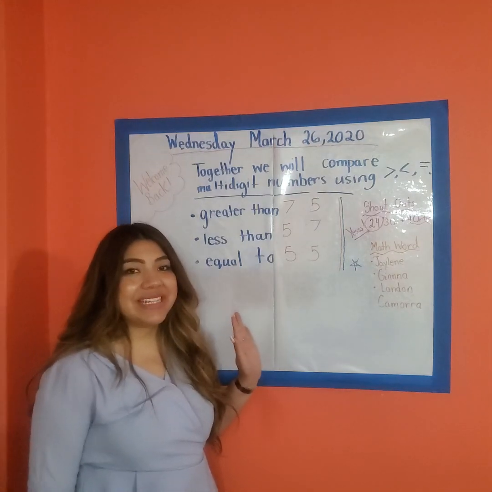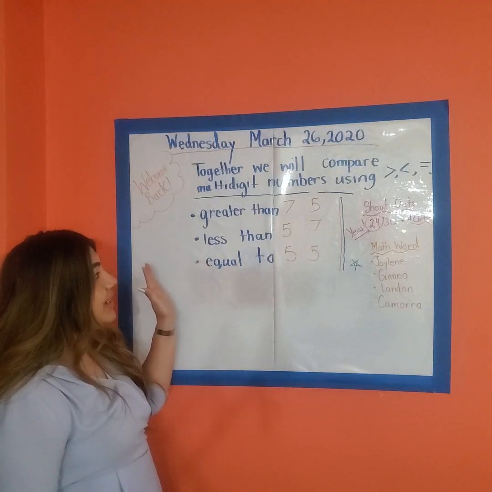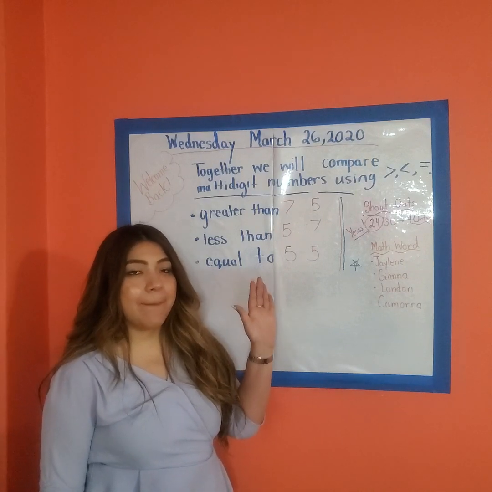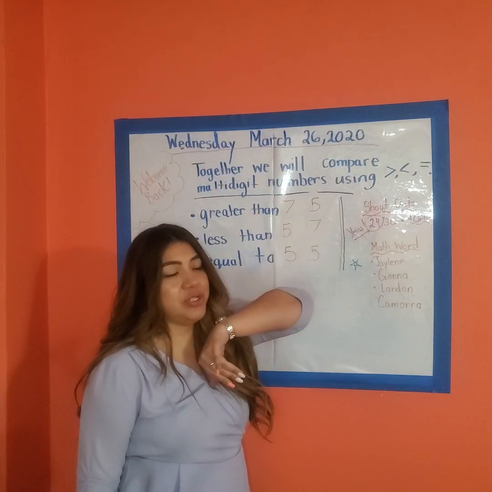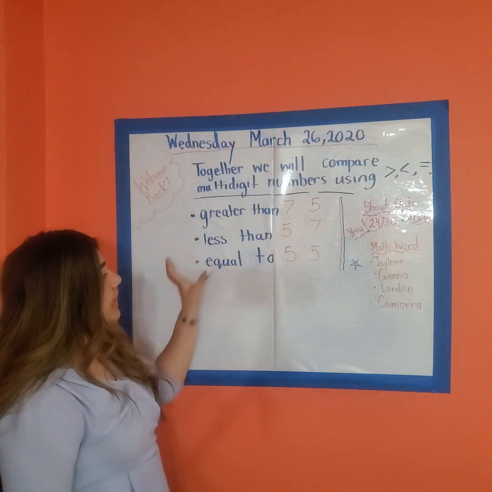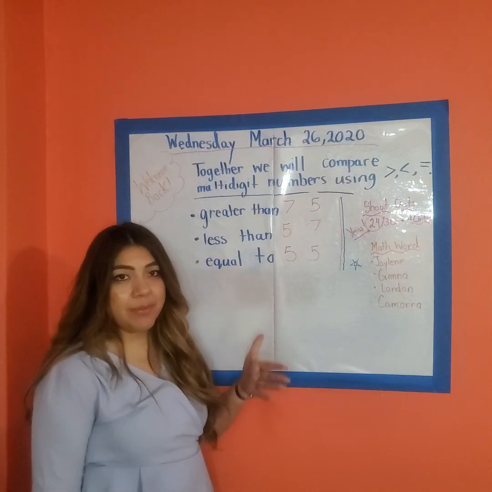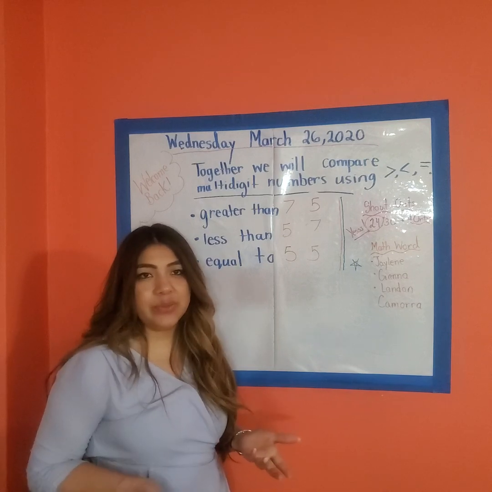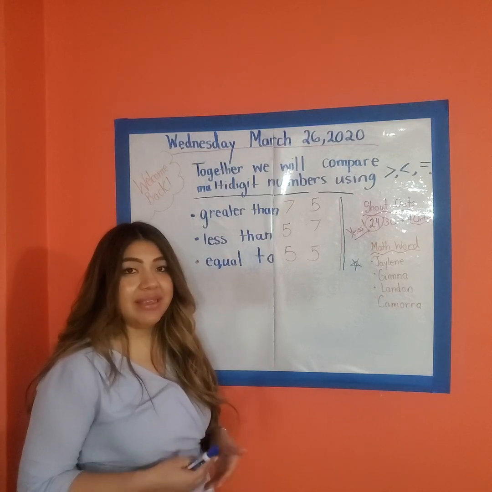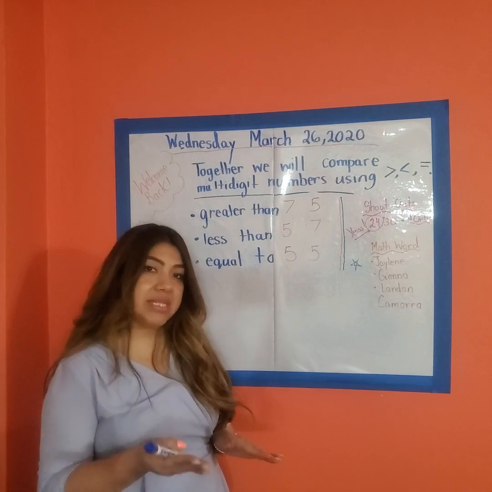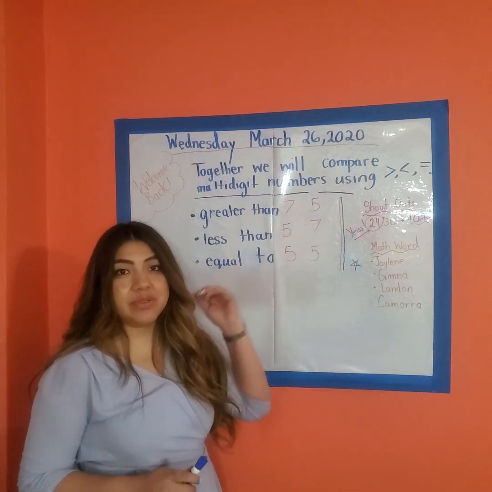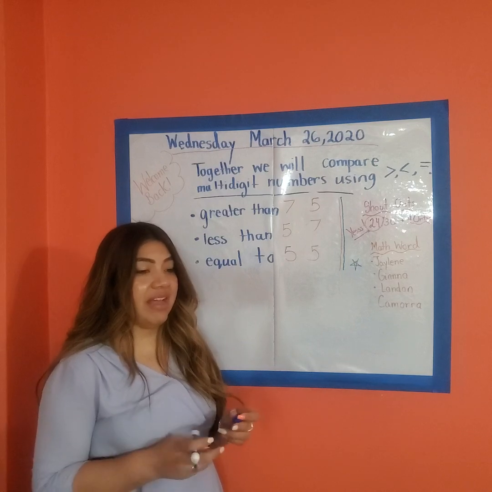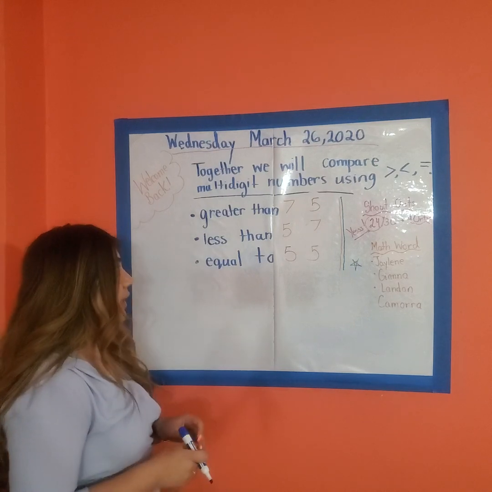Alrighty, our focus today is going to be on comparing multi-digit numbers using the symbols greater than, less than, and equal to. Okay, before we begin, just notice a multi-digit number is exactly what it sounds like. It's a number that has many digits, multi-digits, okay? And so we're going to be using these symbols to compare numbers that have more than one digit. All right, let's move on.